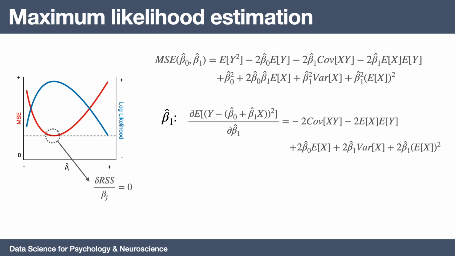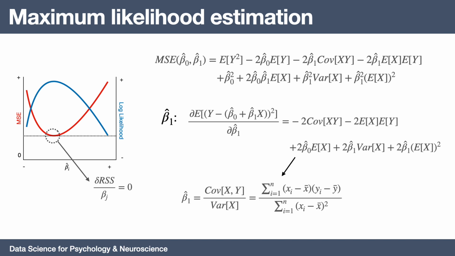Now we can rewrite this again because a lot of those 2's cancel out. If we solve for 0 and try to get beta 1 back out, what we get is the covariance of xy over the variance of x.